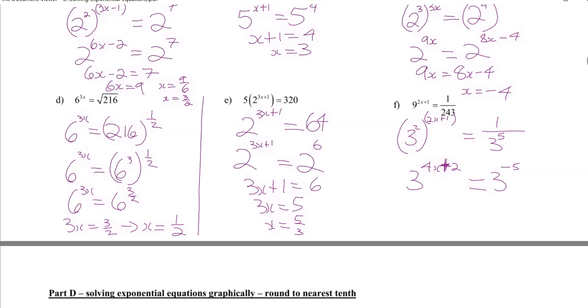Okay, we both have a base of 3. We can make the exponents equal to each other. 4x plus 2 is negative 5. 4x is negative 7. So x is negative 7 divided by 4.